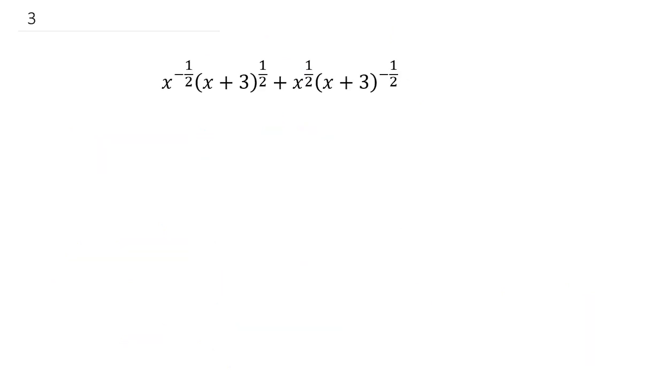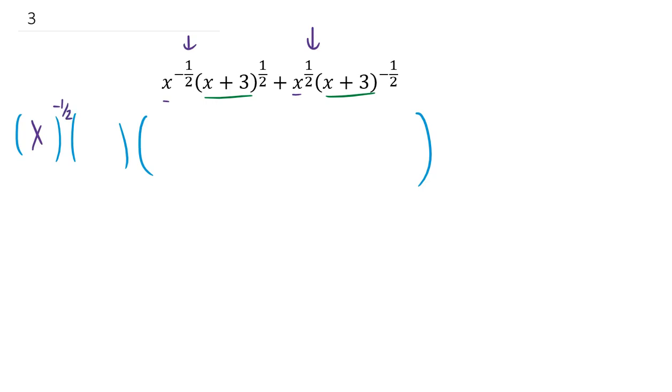This one's a little bit different because I have a couple common factors, right? I have an x in both of them, and I have an x plus 3 in both of them. So out of the whole thing, I'm going to factor out x to a certain power, and the power I'm going to use on x is the lower power. I have a negative 1/2, I have a 1/2, the lower one is negative 1/2. I'm also going to factor out an x plus 3, and out of my powers, 1/2 and negative 1/2, the lower power here is again negative 1/2.